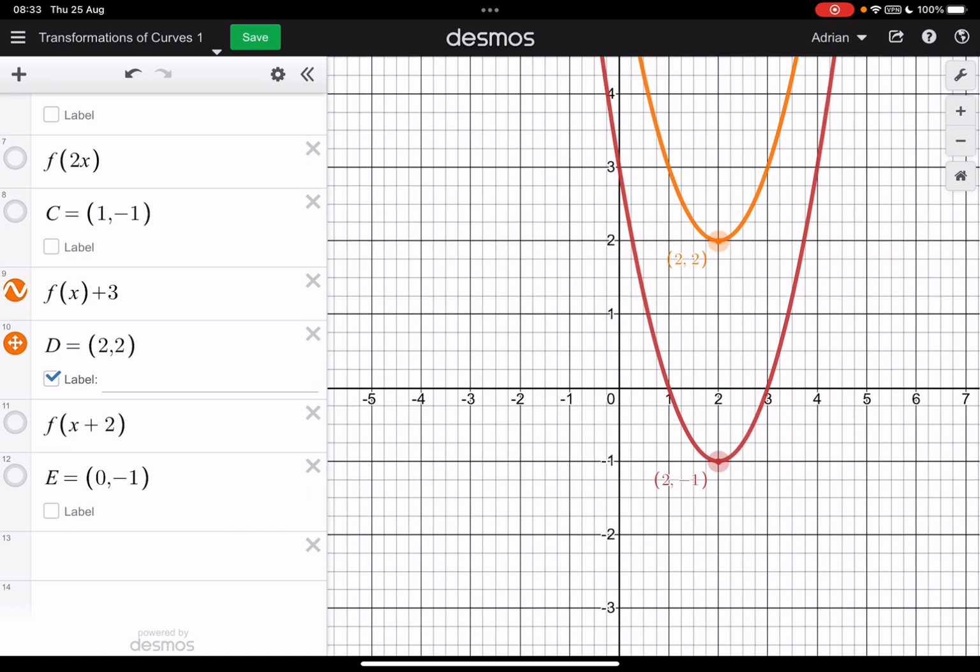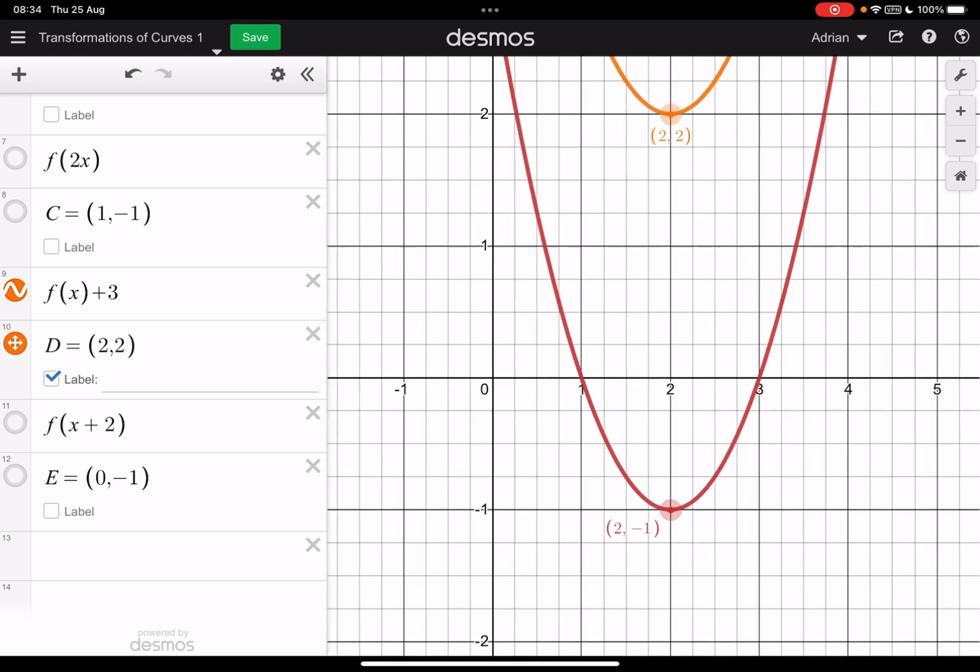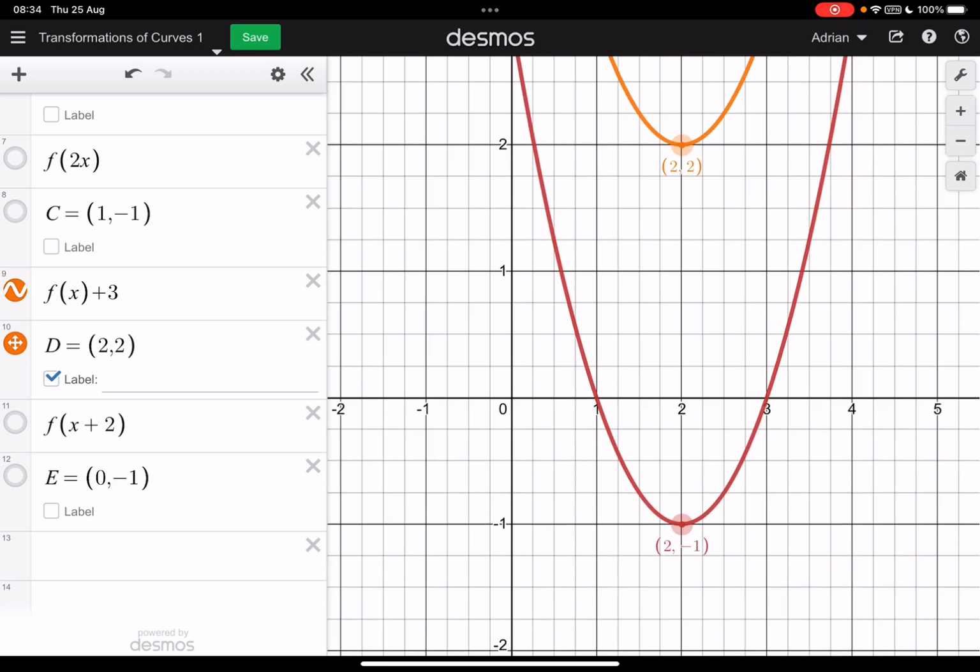It kind of looks like a stretch initially. But if you look at the vertex for the y, it's gone from minus 1 to 2. I haven't multiplied it by a number, I've added on 3, as we can see we're doing in the function here. And I'm doing it to the whole function, so it becomes a vertical translation. Now when I do it inside the bracket, it creates a horizontal translation. So it's moving it from side to side.